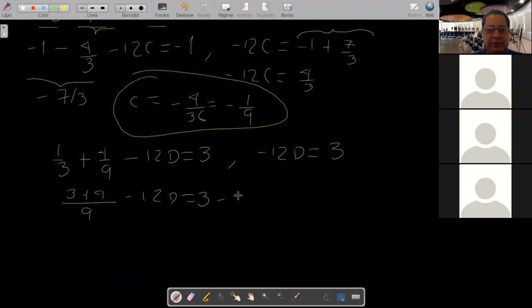So we have minus 7/9, and this will be equal to 20/9. Is that correct? And finally, we have a negative sign over here. This will be 20/12 times 9.